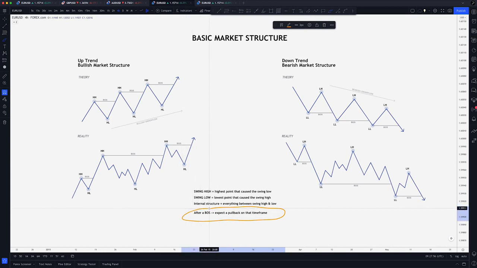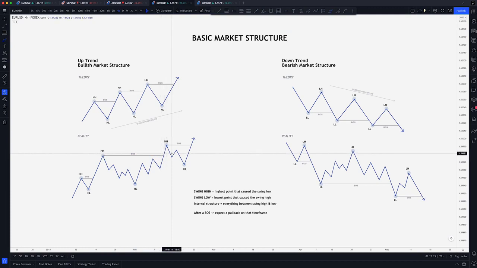And the final point is, again, a very simple one: after a break of structure, we always expect a pullback on that time frame. Pretty simple, but you'd be surprised at how many people in the market, let's say over here, see that high go, see price form a higher high, and the minute they see that level go, they start thinking about buying. They think, okay, we're forming a higher high, we're bullish, that's a sign of strength. Let me get in long here.